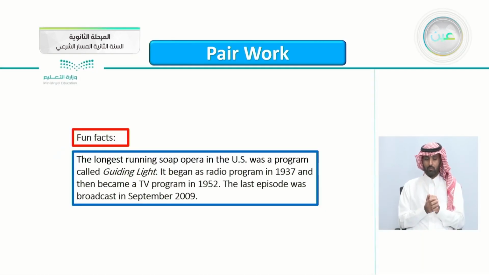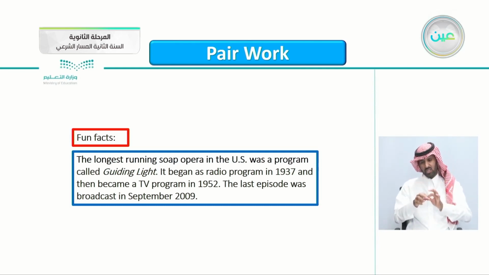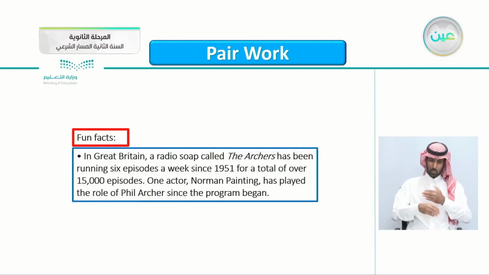And here's a fun fact for you. The longest running soap opera in the US was a program called Guiding Light. It began as a radio program in 1937 and then became a TV program in 1952. The last episode was broadcast in September 2009. So it ran from 1937 to 2009, and that's a very long time.